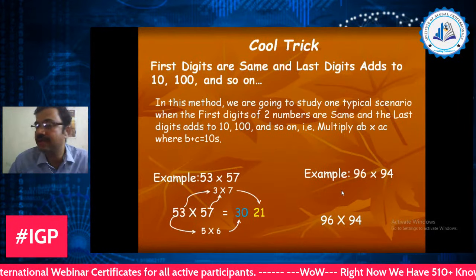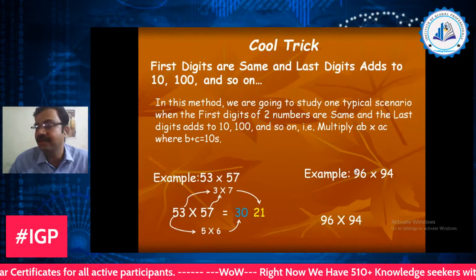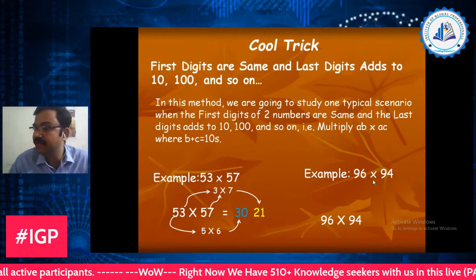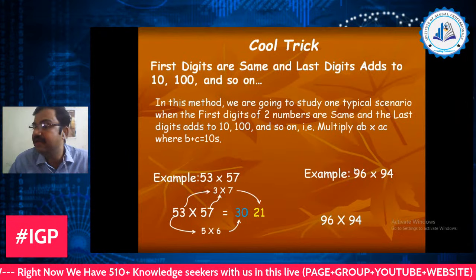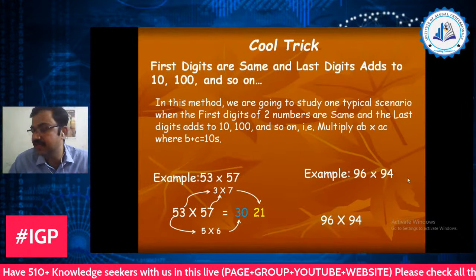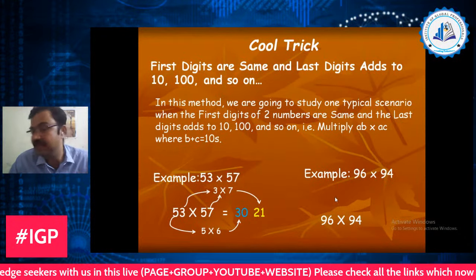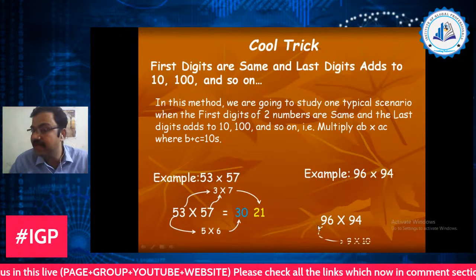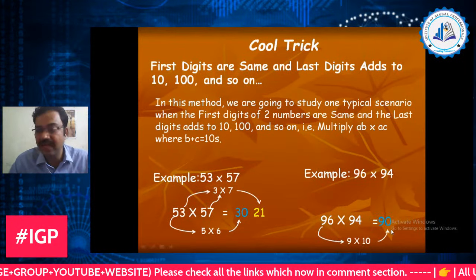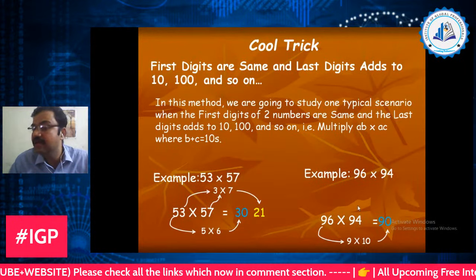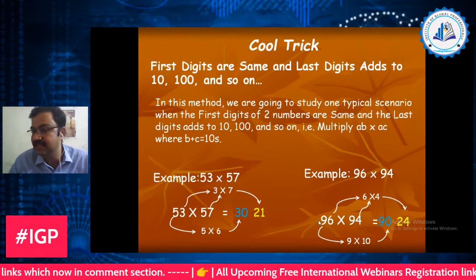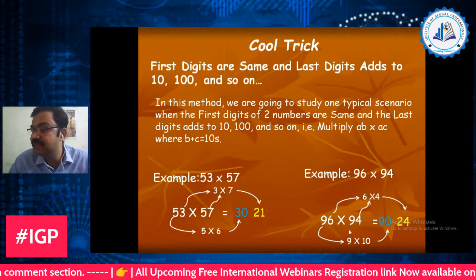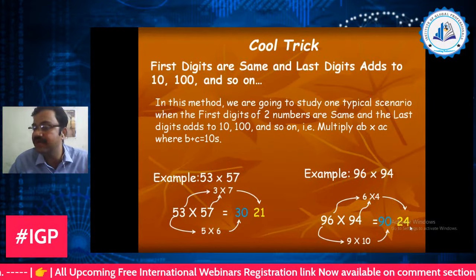Now let us take another example. If we want to multiply 96 by 94, the first digit of both numbers is 9, which is the same, and the sum of the last digits, 6 plus 4, is 10, so this method is applicable. First of all, we multiply 9 by 10, we get 90, and then 6 fours are 24. Very easy. That is the product of 96 and 94, and we get it in a single line.